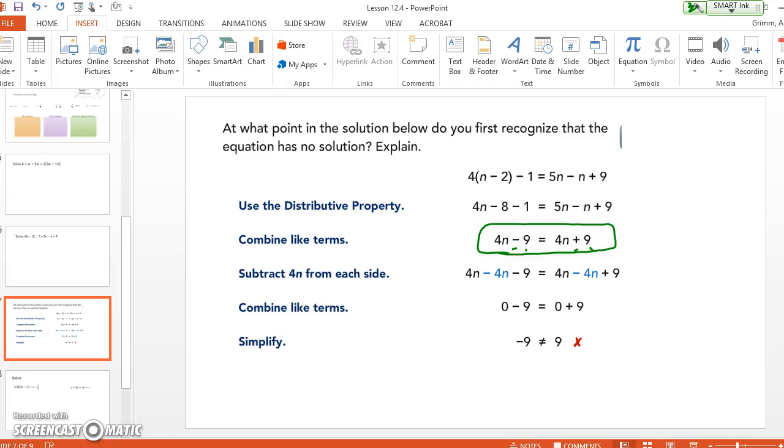Malia. With the 0 minus 9 and the 0 plus 9. Of course, yes, you can see it here too and here, but this says at what point do you first recognize. The first recognition should be right in here, that you're like, okay, this isn't going to work. Does that make sense?